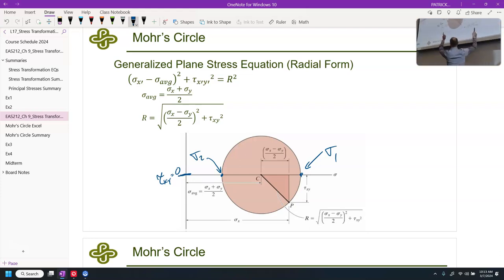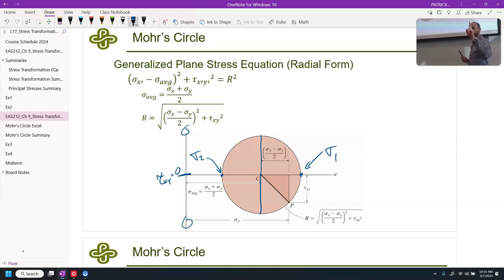So those are two critical points that we want to know. A third critical point is the max shear stress that our element is going to experience. Any guesses on that circle where the max shear stress is? Yeah, so right here. That's where you're going to get the max, and the difference is just plus tau xy or minus tau xy. But the magnitude is going to be the same top or bottom. So that's where you get your max shear stress, and it corresponds to the radius.